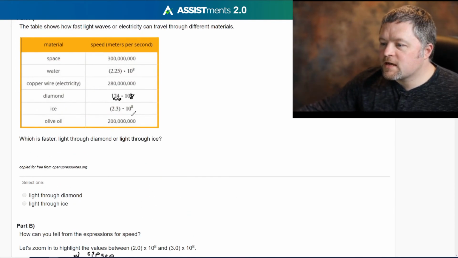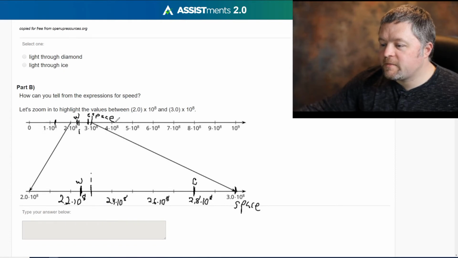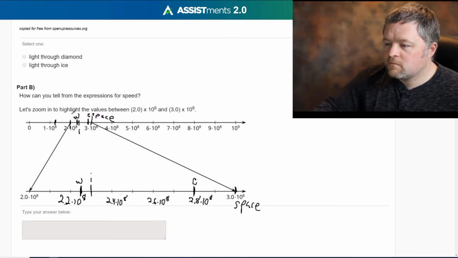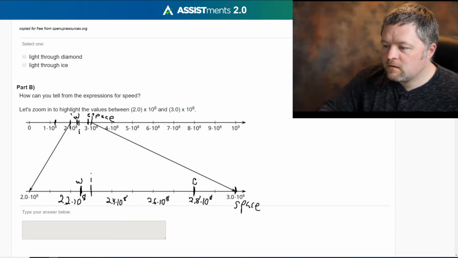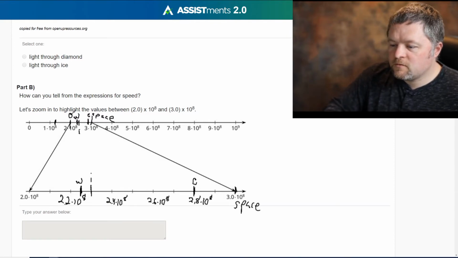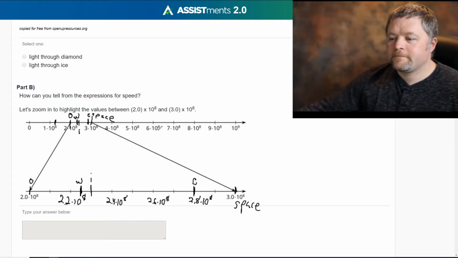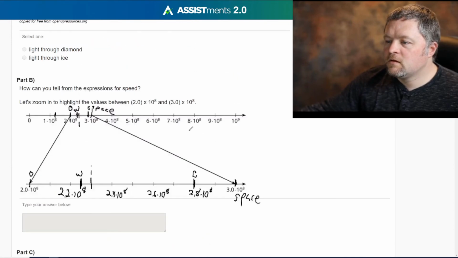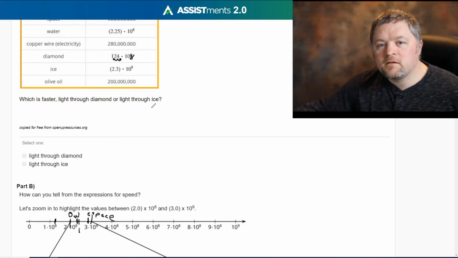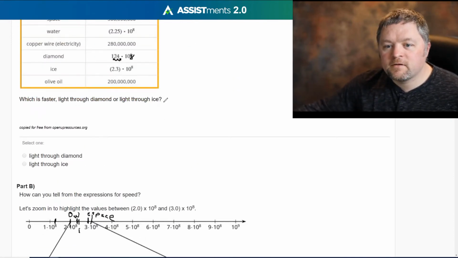Now, our next one, olive oil, is 2 times 10 to the power of 8. We'll label that one with an O. 2 times 10 to the power of 8 with an O. So now we have labeled all of those onto our graph.